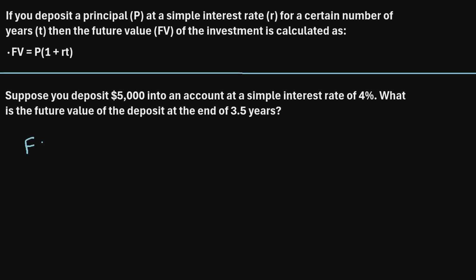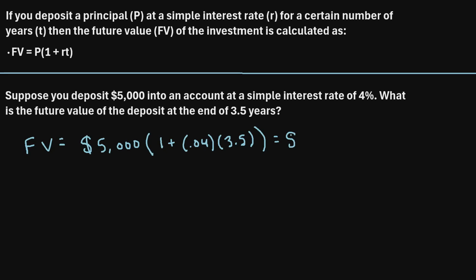So we'll say future value is equal to P, that's the principal or the starting amount. So it says we deposit $5,000. So that will be our starting amount. So let's write that. Then we multiply that by 1 plus R. R is the interest rate, which we're told is 4%. Now, as a decimal, that would be 0.04. And then we multiply that by T, which is the number of years, which we're told is 3.5 years.